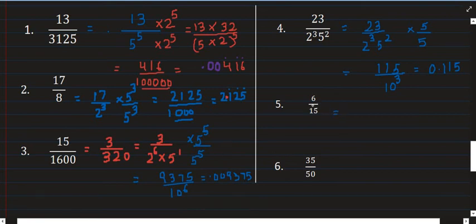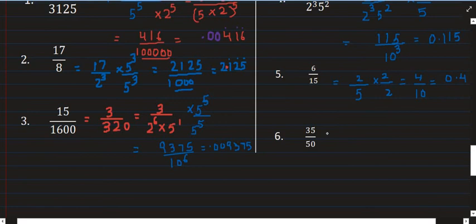Next is 6 by 15. In the lowest form, it will be 2 by 5. We can multiply numerator and denominator by 2. So it will be 4 by 10, and in the decimal form it will be 0.4. Next is 35 by 50. We can write it as 7 by 10. So it will be 0.7.